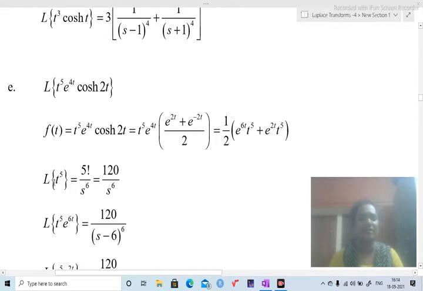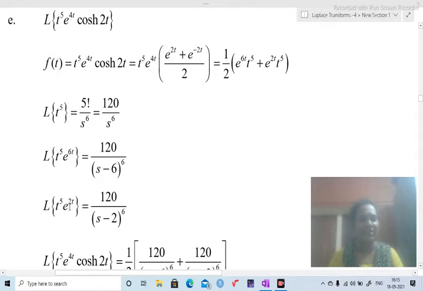Here also I first find the Laplace transform of t power 5. Here 5 is a positive integer, so 5 factorial by s power 6. I already know 5 factorial is 120, so 120 divided by s power 6. Again by using the first shifting property, here positive 6 is there, so s is replaced with s minus 6.